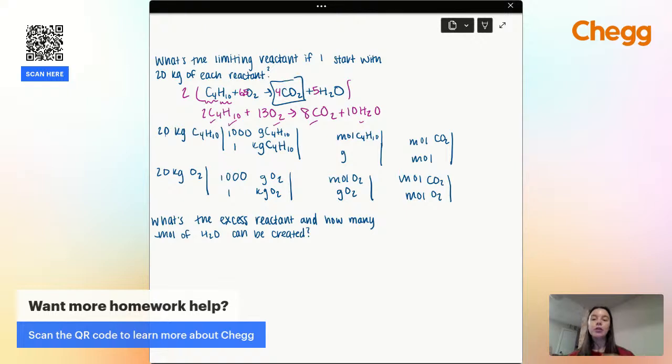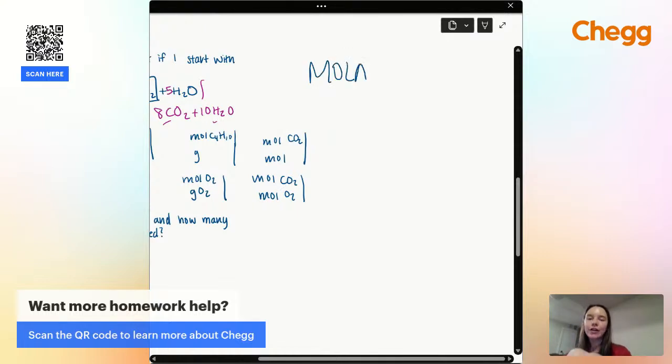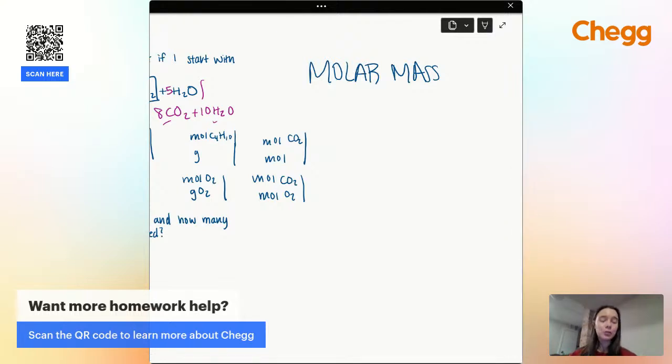Now we want to go from grams to moles. What do we need for grams to moles? We need molar mass, our favorite thing ever. I told you we're not getting rid of that periodic table tonight. So pull back out that periodic table. We need to find the molar mass of C4H10 and O2. Luckily, these are pretty easy ones.